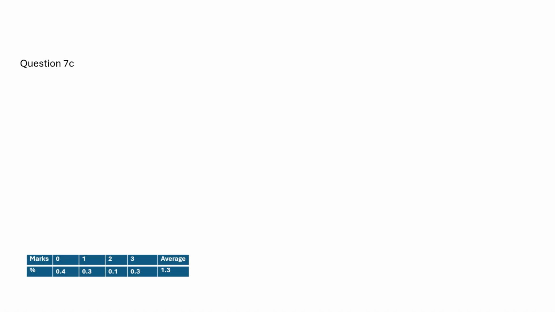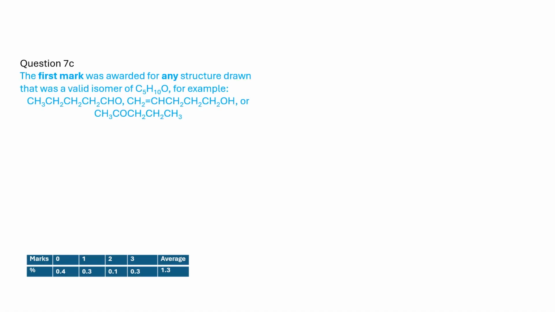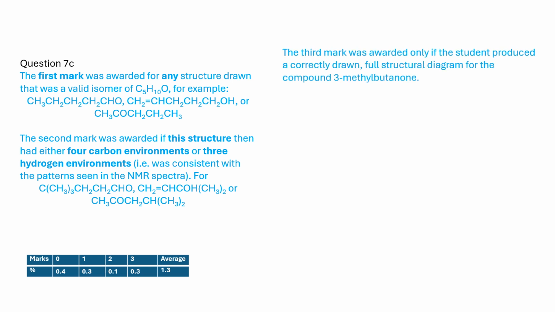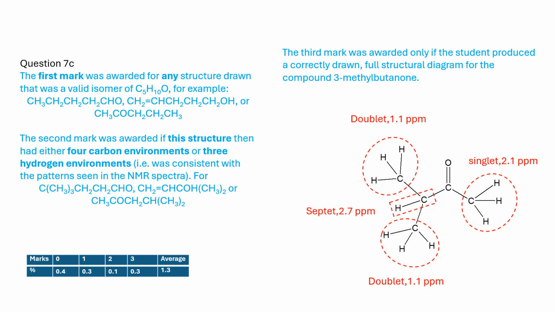Drawing any isomer of C5H10O is qualified for 1 mark. If this structure shows 4 carbon environments or 3 hydrogen environments, you are awarded another mark. But to acquire the last mark, you should draw a correct structure, which is an isomer of C5H10O, a ketone, and has 4 carbon and 3 hydrogen environments.